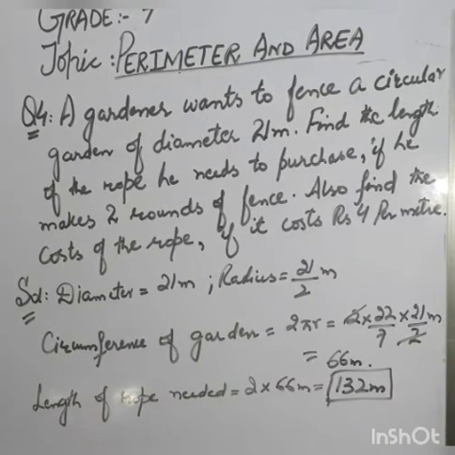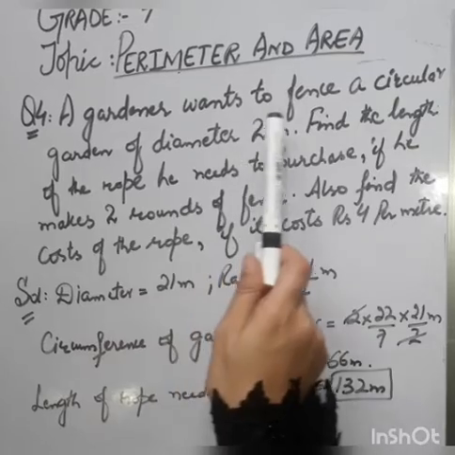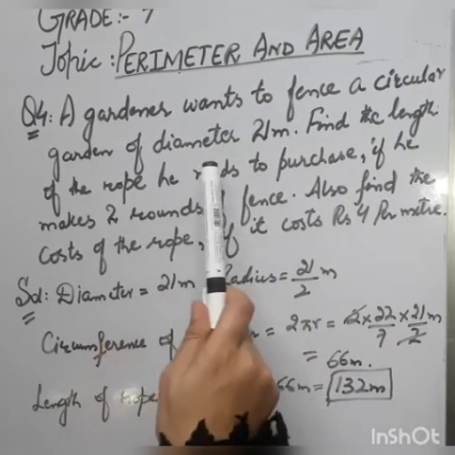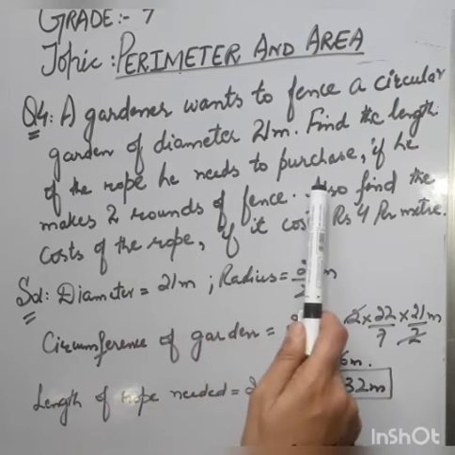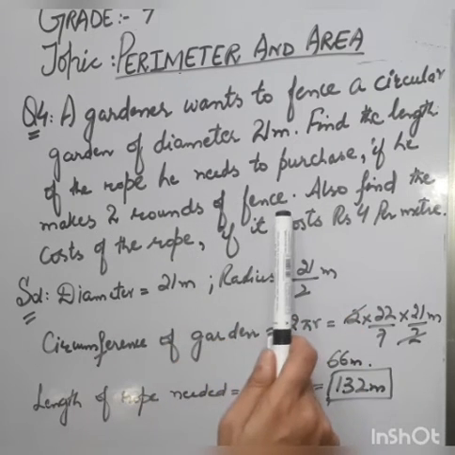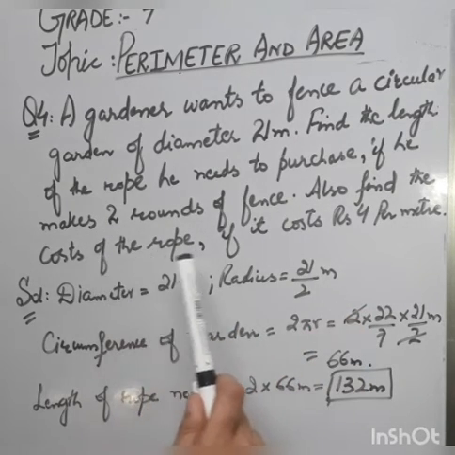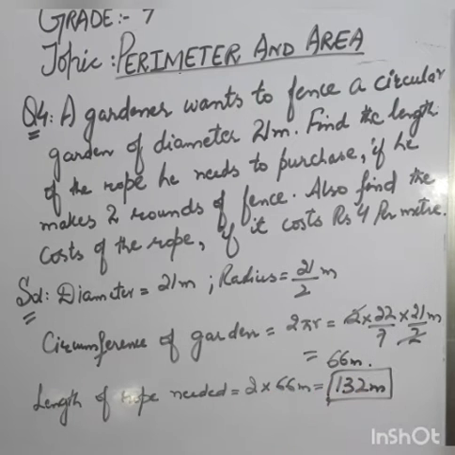Now students, question number 4 is, a gardener wants to fence a circular garden of diameter 21 meters. Find the length of the rope he needs to purchase if he makes 2 rounds of fence. Also find the cost of the rope if it costs ₹4 per meter.